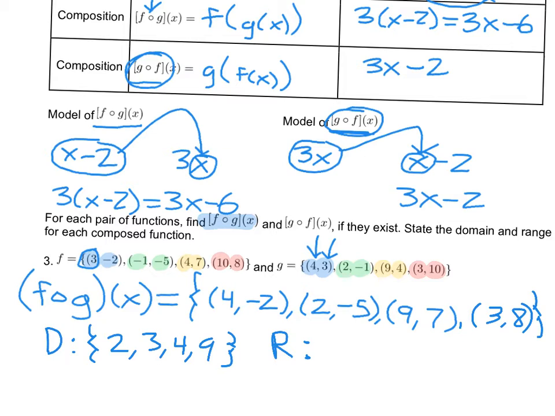Okay, for the range, that's just all the possible y values. So I see negative 2, negative 5, 7, and 8. Putting them in order, the smallest y value was negative 5, then negative 2, and then 7, and then 8.